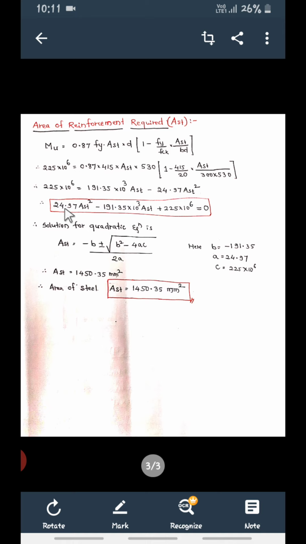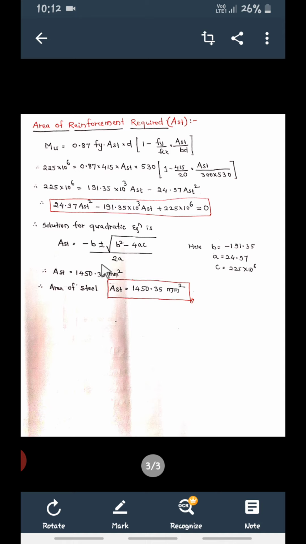So a will be 24.97. b, it is minus, so including the minus sign you have to write. So b equal to minus 191.35 and c will be plus 225 into 10 to the power of 6. So substitute, therefore Ast is equal to minus b plus or minus square root of b square minus 4ac divided by 2a. So substitute all the values.